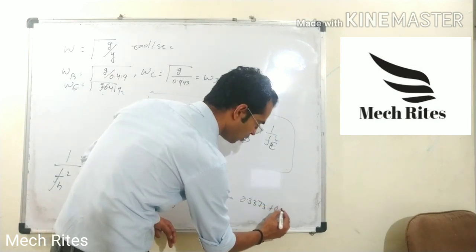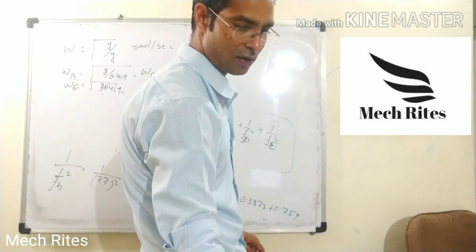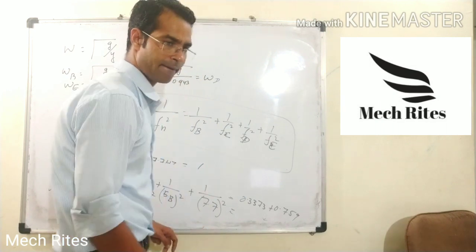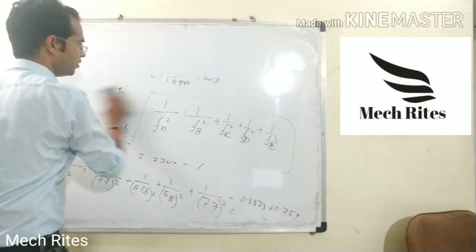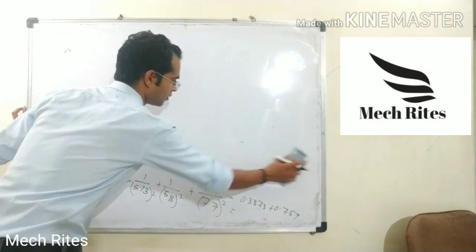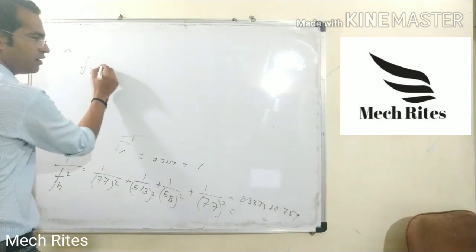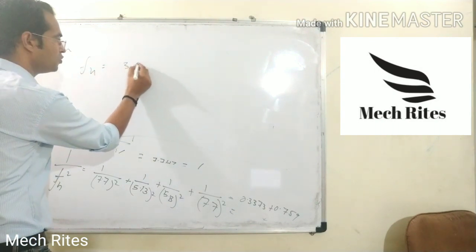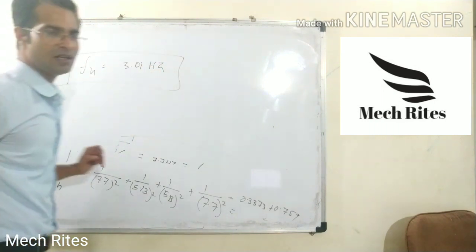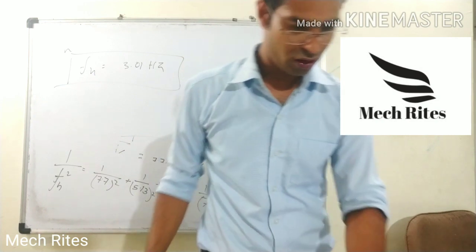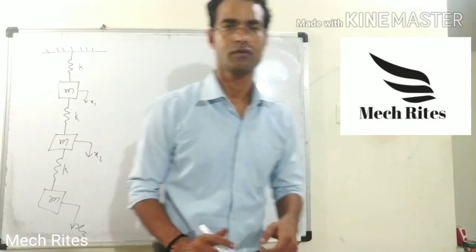0.3373 plus 0.759, and the exact answer, if you solve, you will get the value Fn equal to 3.01 hertz. It's very easy. If you practice once, you can solve it the easy way. Now come to the next question.